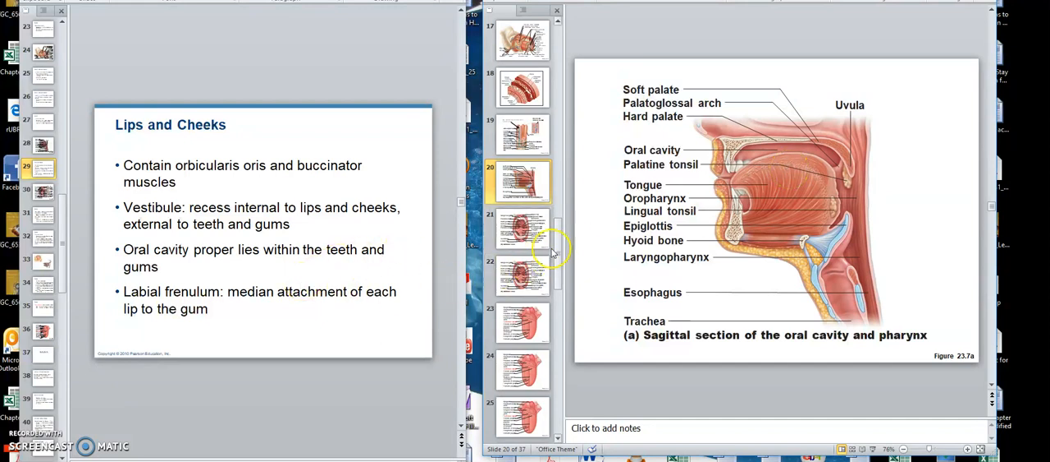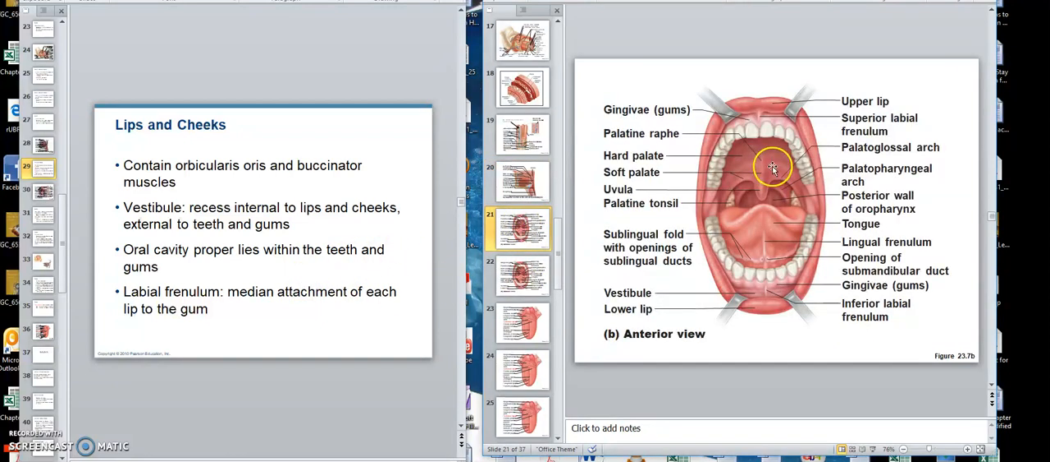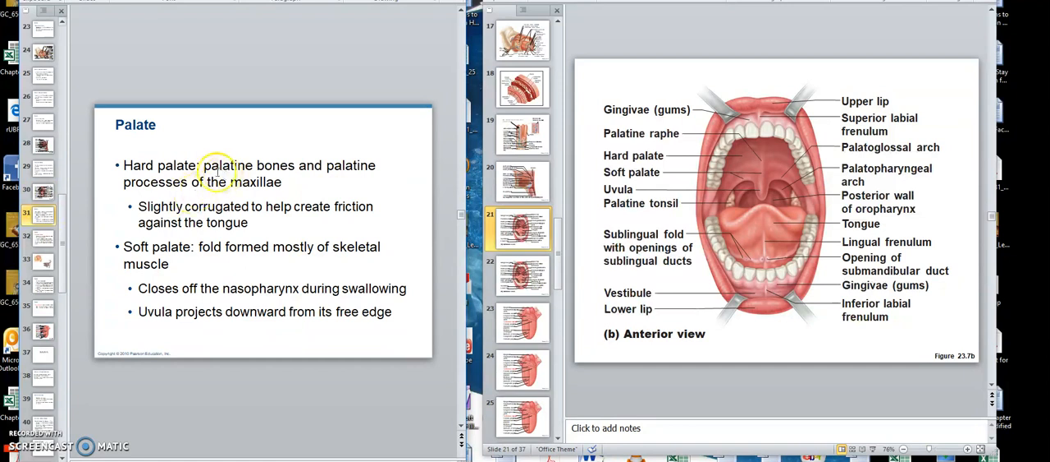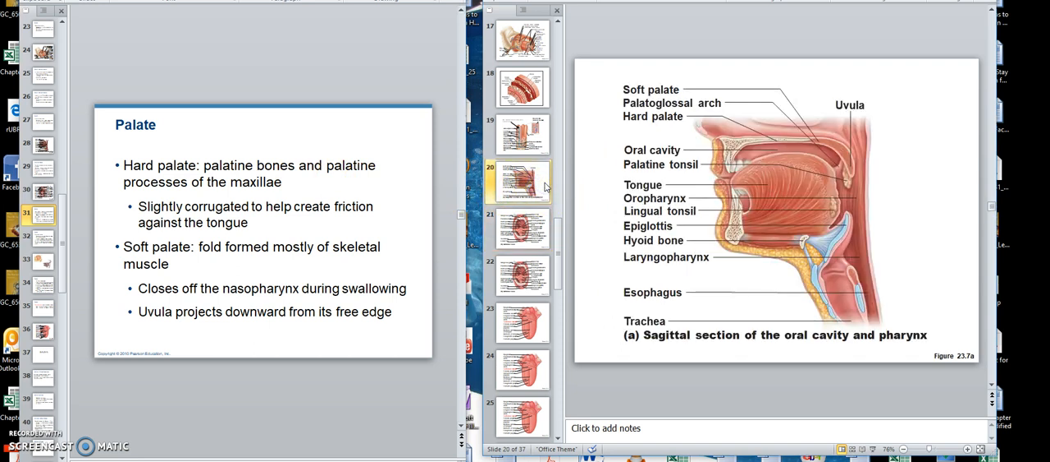The frenulum, which would be this right here. See, that's that frenulum right there. There's another one, this little area right there. It attaches the lip to the gums. Okay. Let's go further. The palate. You have a hard palate and you have a soft palate.